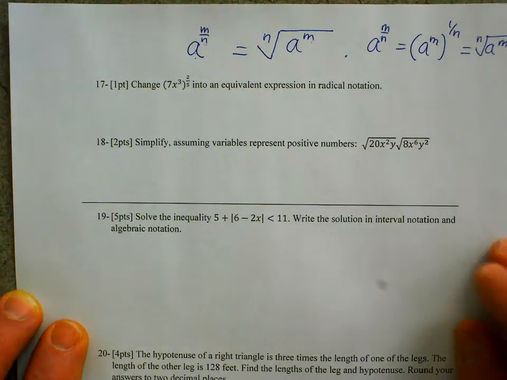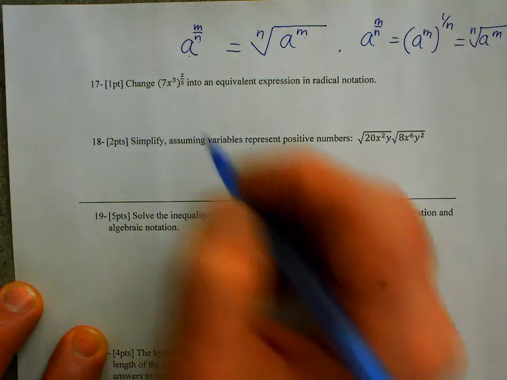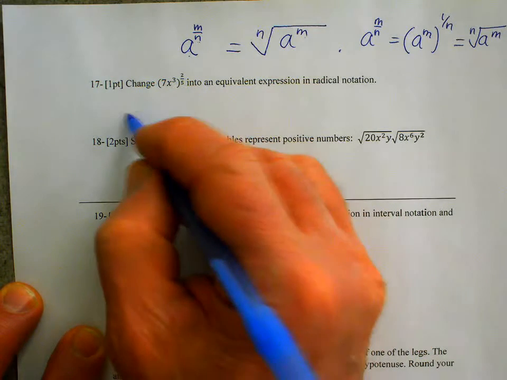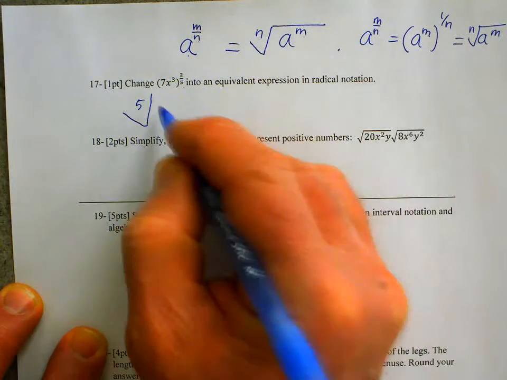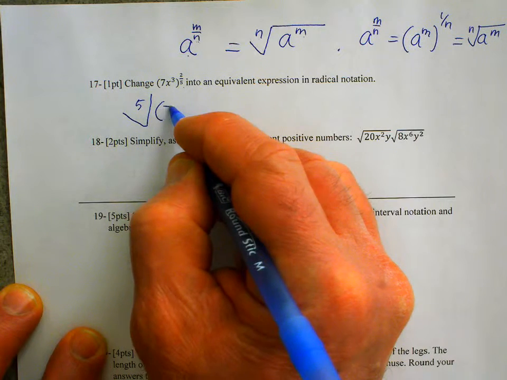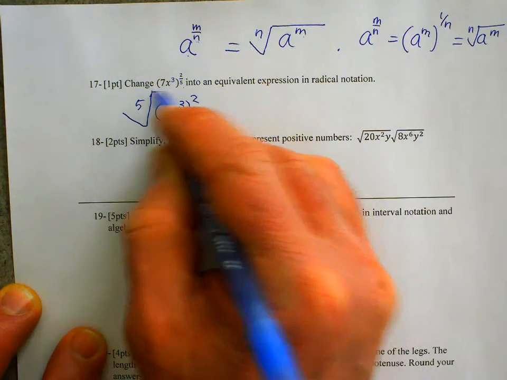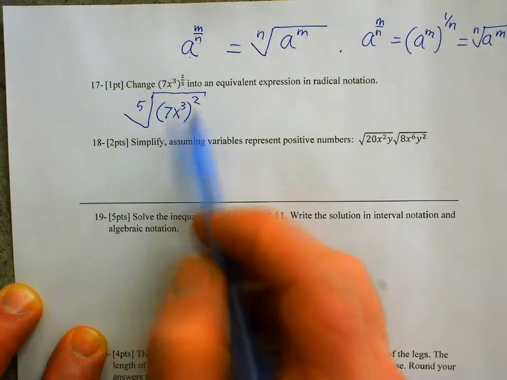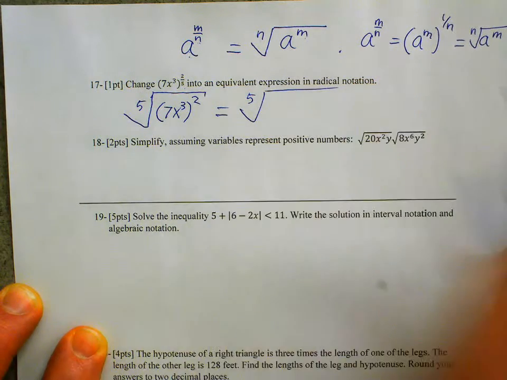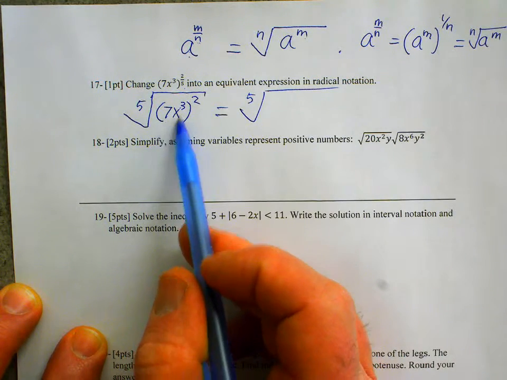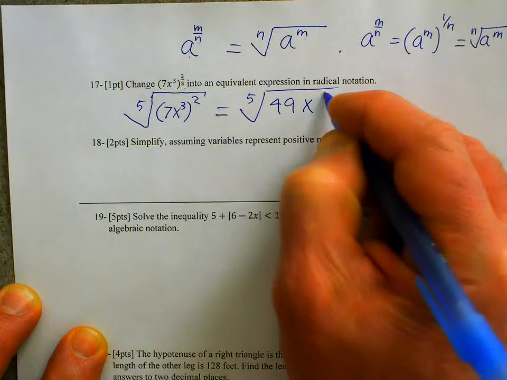Okay, so we're just down to a few seconds. In this one, 7x to the third to the 2/5. So the radical has an index of 5. And on this one, we can write 7x to the third in parentheses to the second. It's not correct without parentheses. If you don't want parentheses, you don't have to write parentheses, but 7x to the third to the second is 49x to the 6th.